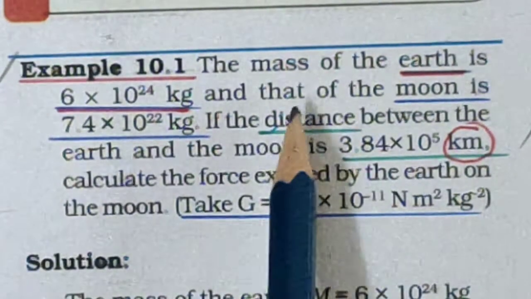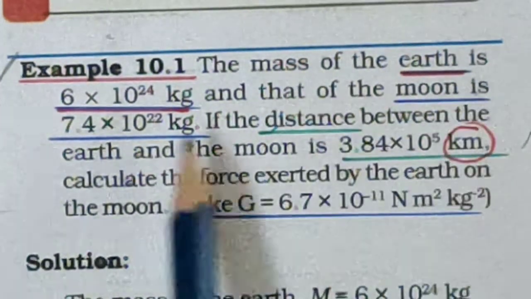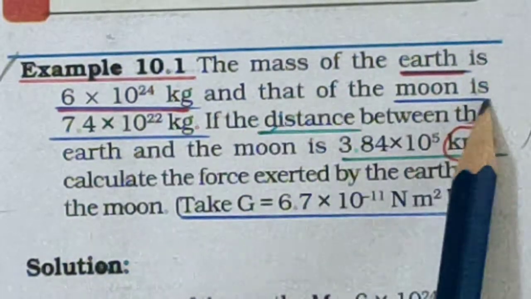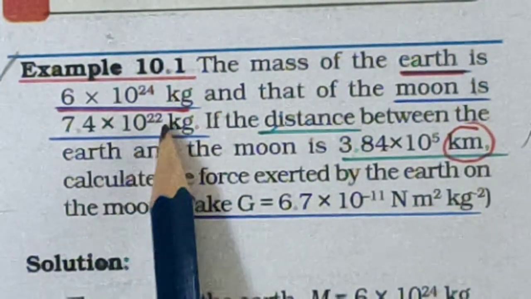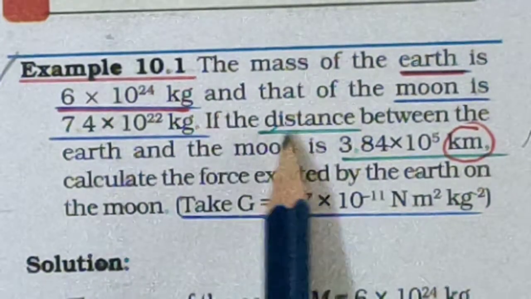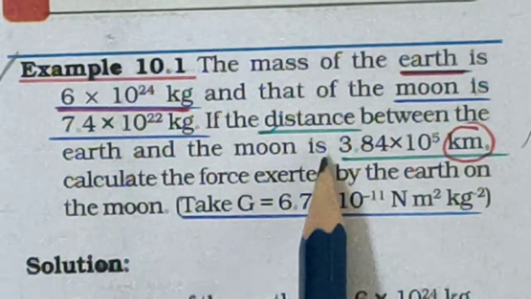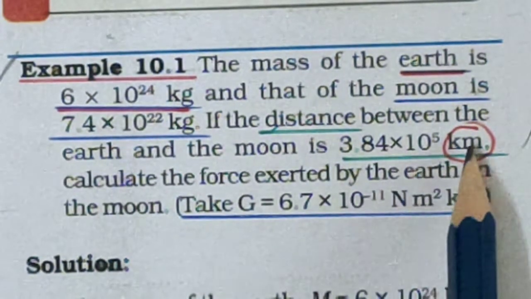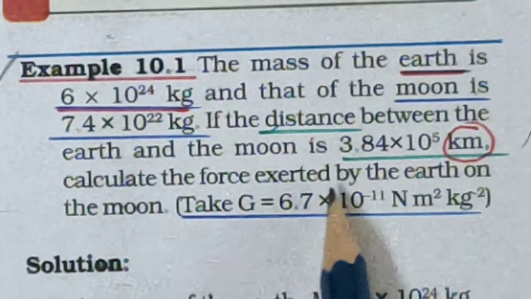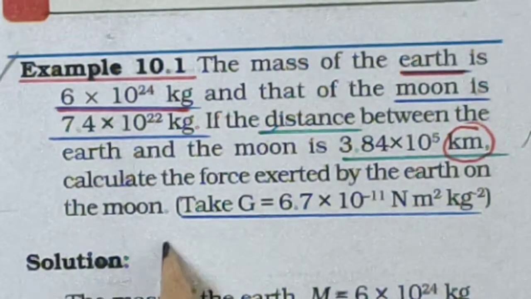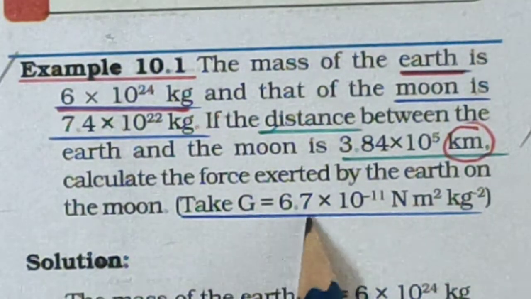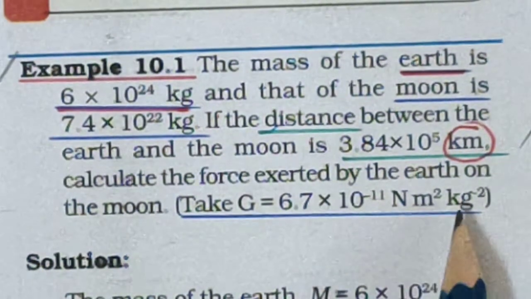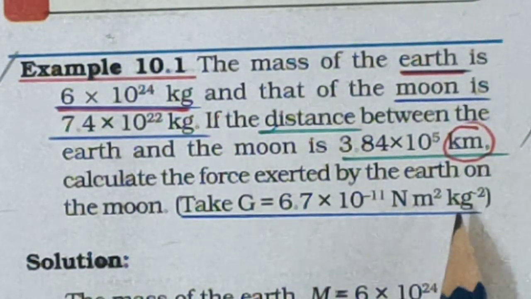In this example, the mass of the earth is 6 into 10 to the power of 24 kg, and that of the moon is 7.4 into 10 to the power of 22 kg. If the distance between the earth and the moon is 3.84 into 10 to the power of 5 kilometers, calculate the force exerted by the earth on the moon. Take G is equal to 6.7 into 10 to the power of minus 11 Newton meter square per kg square.